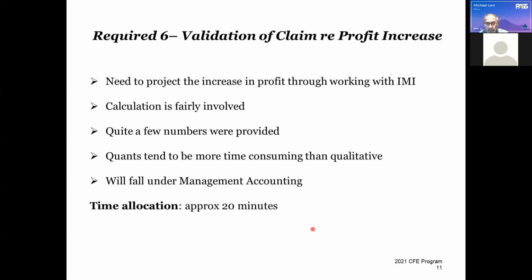Required number 6 is validation of the claim regarding the profit increase. What you're going to need to do is a number cruncher here. You're going to need to project the increase in profits through working with IMI. Now, the calculation is fairly involved. Quite a few numbers were provided.